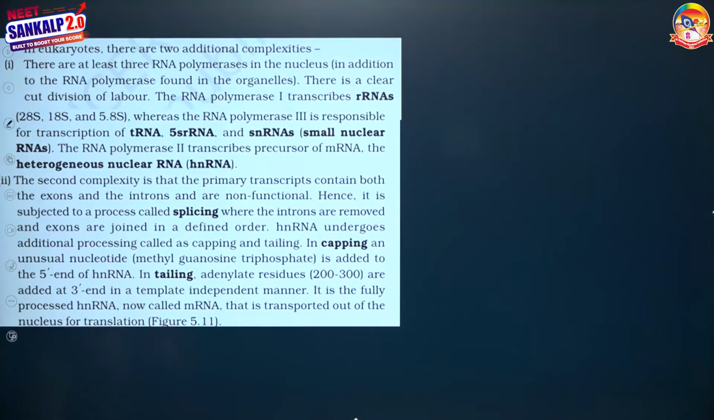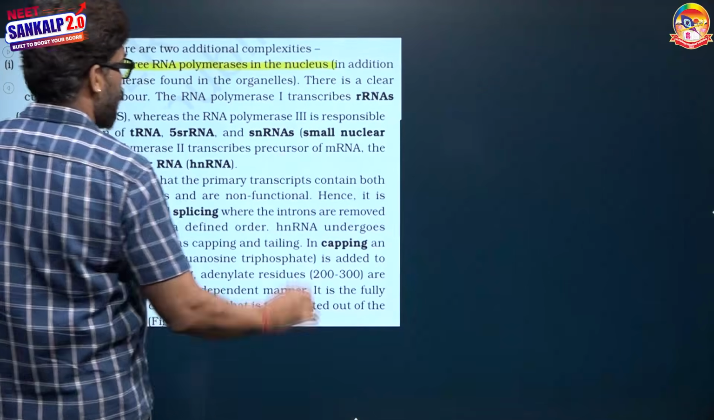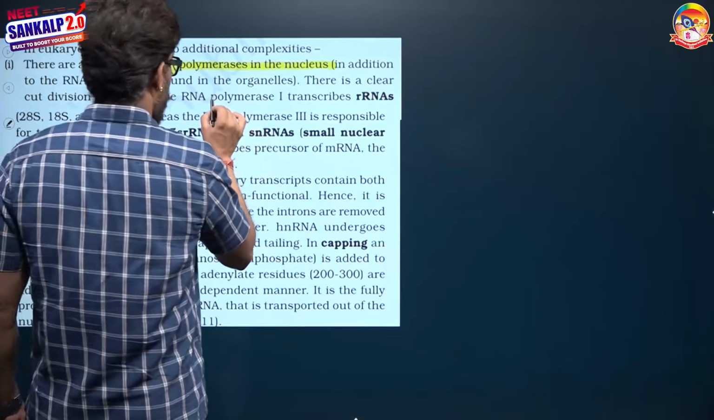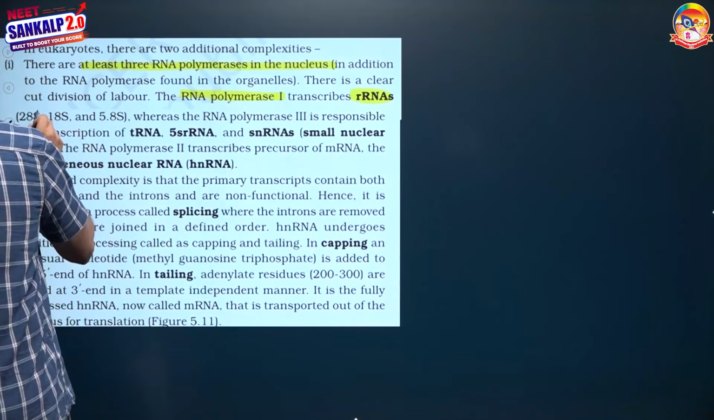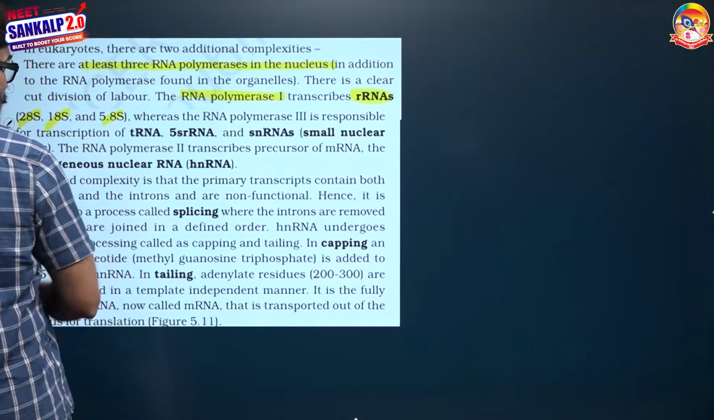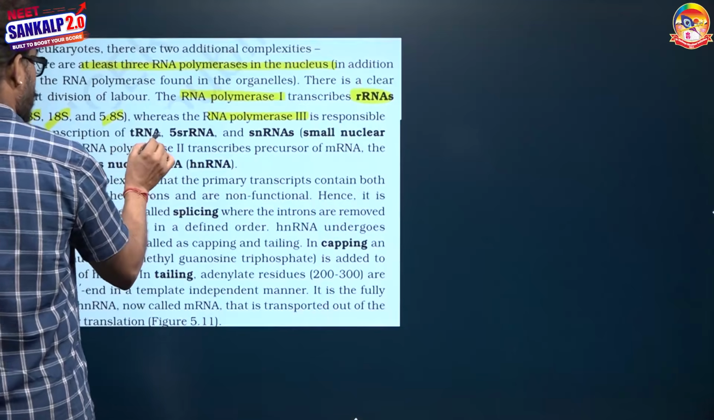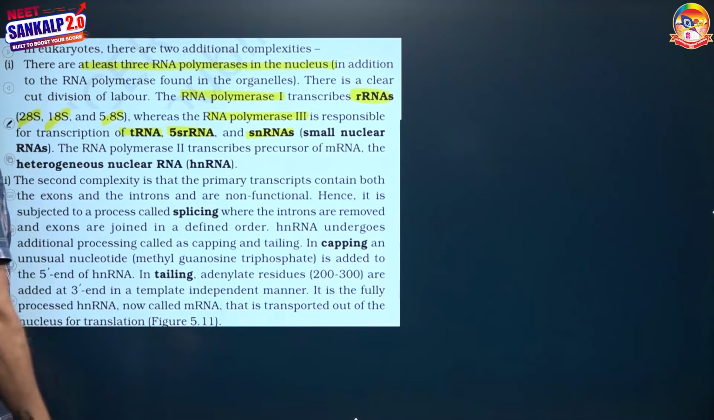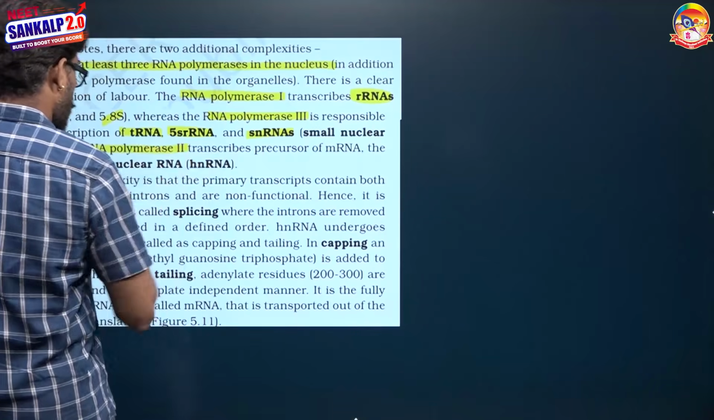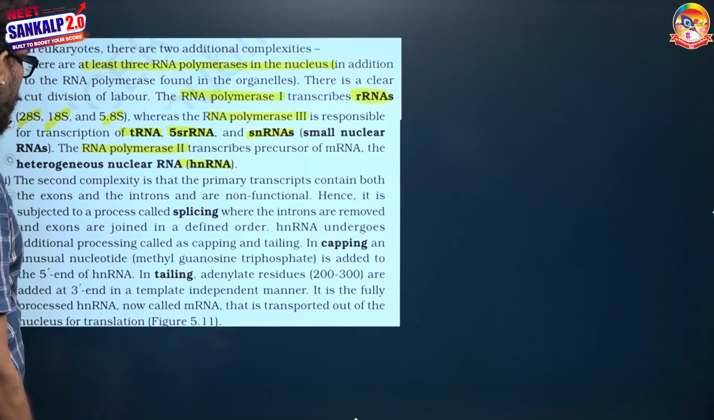Again, there are additional complexities. At least three types of RNA polymerase are present in the nucleus. RNA polymerase 1 synthesizes ribosomal RNAs: 28S, 18S and 5.8S. RNA polymerase 3 catalyzes synthesis of transfer RNA, 5S ribosomal RNA and small nuclear RNA. While RNA polymerase 2 catalyzes synthesis of heterogeneous nuclear RNA, or you can also call it pre-messenger RNA.